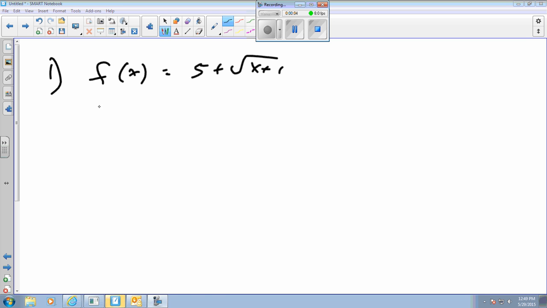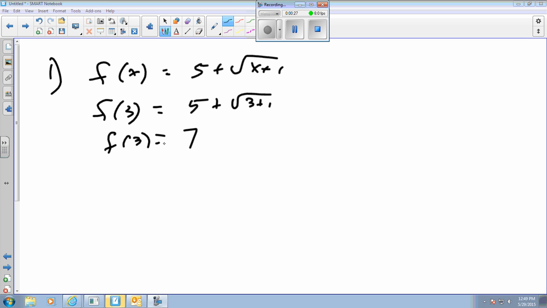Let's take a look at question number 1. It says let's find f of 3 of the function f of x. So we're going to replace x with 3, so I get 5 plus the square root of 3 plus 1. The square root of 3 plus 1 would be 3 plus 1 is 4, square root of 4 is 2, 2 plus 5 is 7.